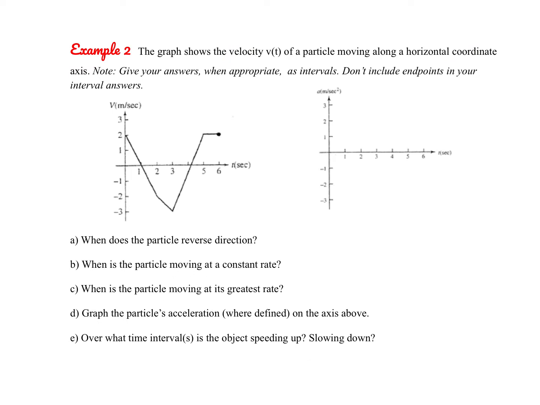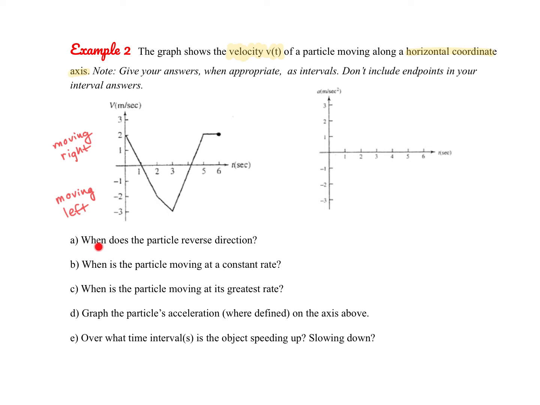All right, let's try another one together. Here, we actually have a graph that shows the velocity of a particle that's moving along a horizontal coordinate axis. You can see here that our y-axis represents the velocity of the particle in meters per second. Since it is moving along a horizontal axis, that implies that when the velocity is positive, it's moving in the positive direction, which is going to be towards the right. And when our velocity is negative, that means that our particle is moving towards the left.